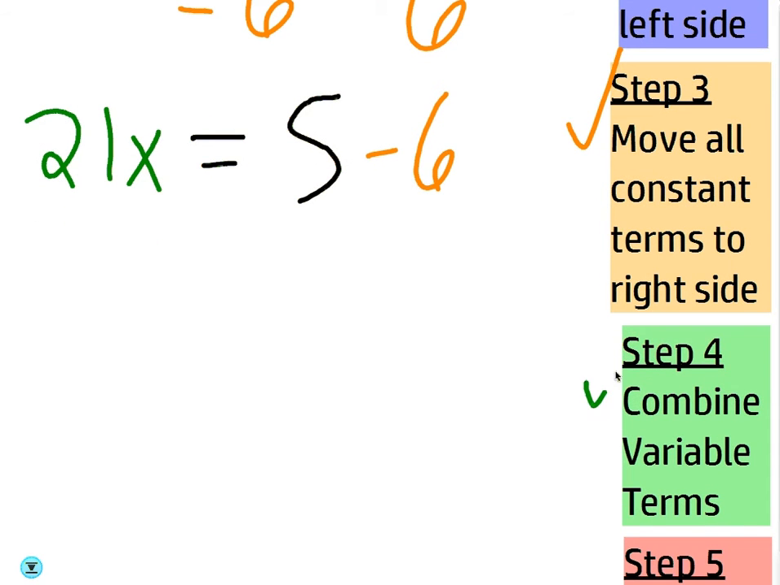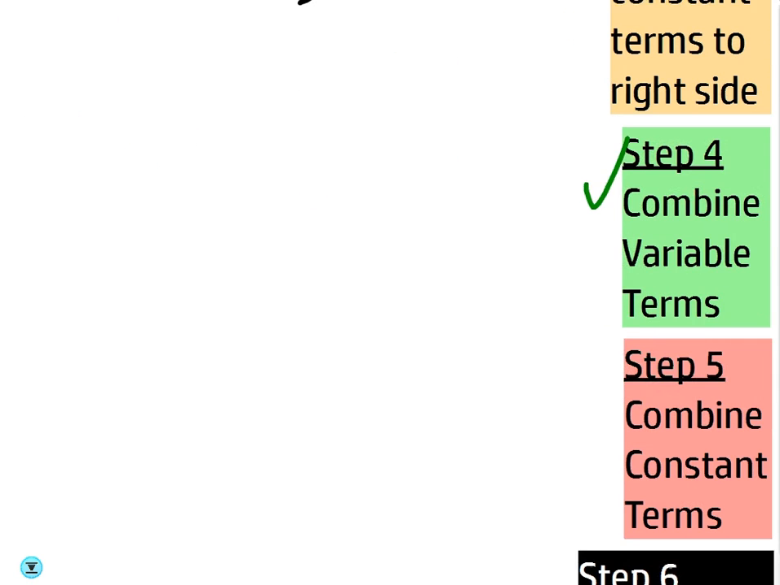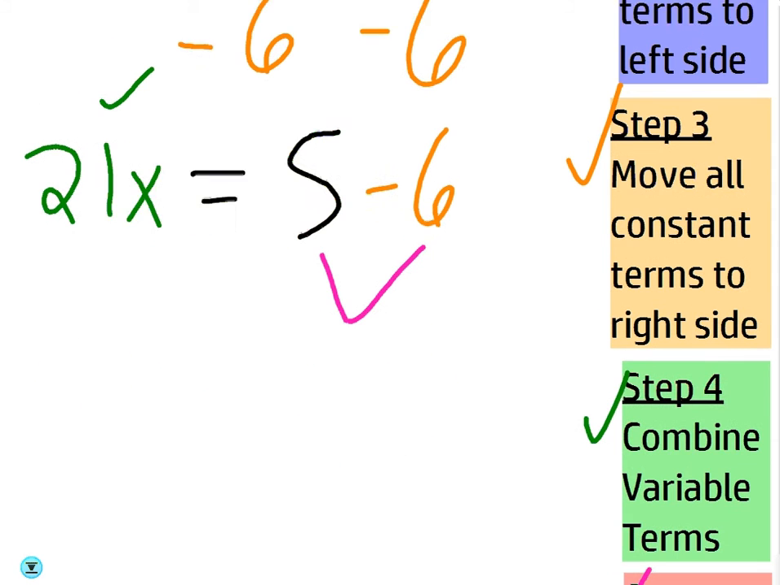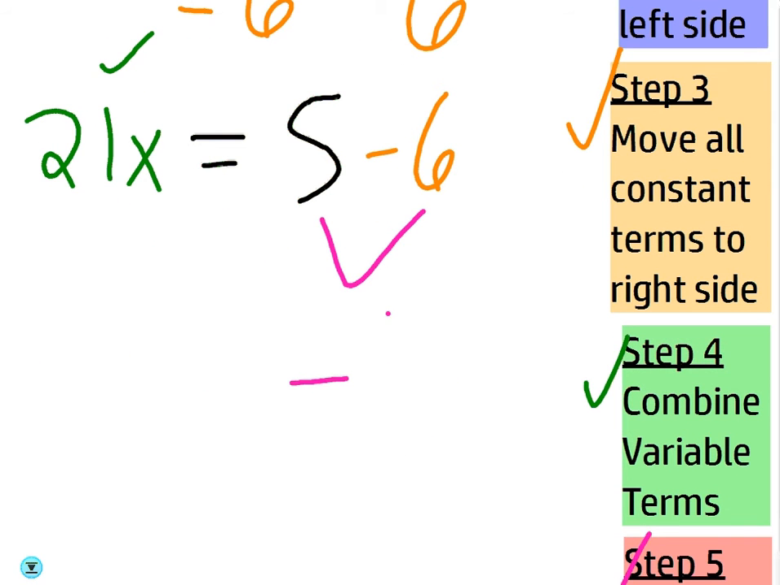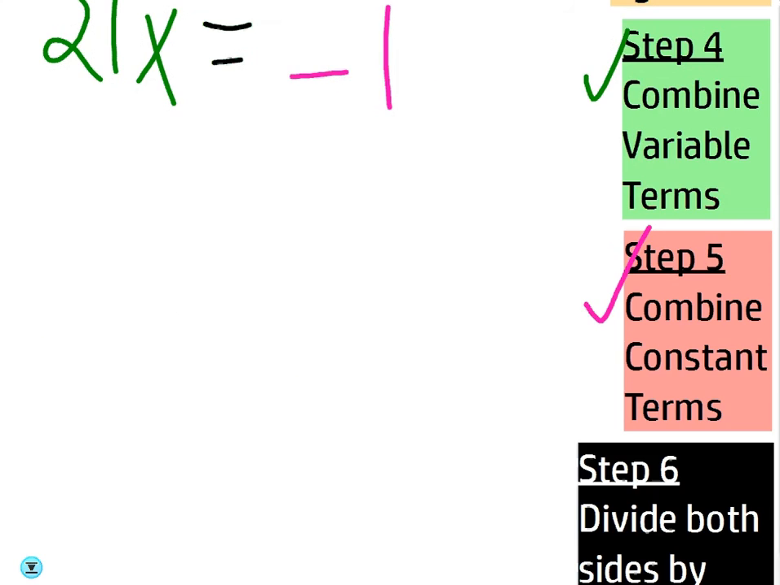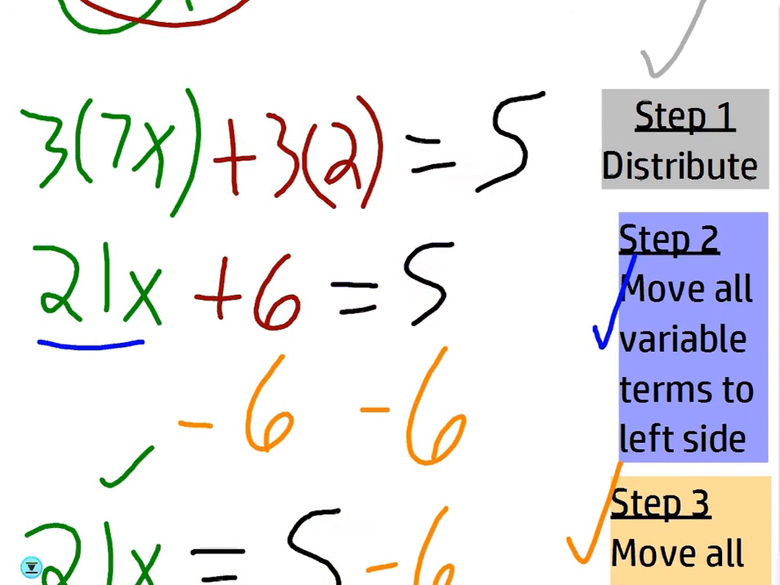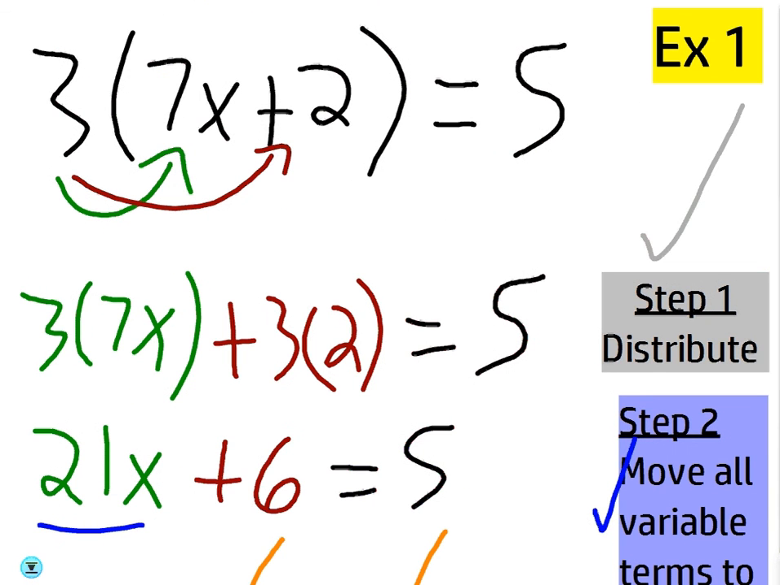Okay, now we can combine our variable terms, which they're already combined for step 4. Step 5, we're going to combine the constant terms. This becomes what? Negative. Good. Negative 1. 6 minus 5 would be positive 1. 5 minus 6, negative 1. Now we're just going to divide both sides by the coefficient. So notice the last 5 steps are the same as what we've learned before. The only difference for this lesson is we're distributing first, which is why when you get the worksheet, go ahead and just distribute all of them first, and then you can go ahead and solve it like a normal equation.